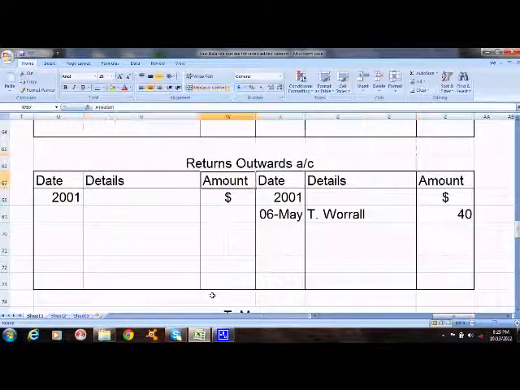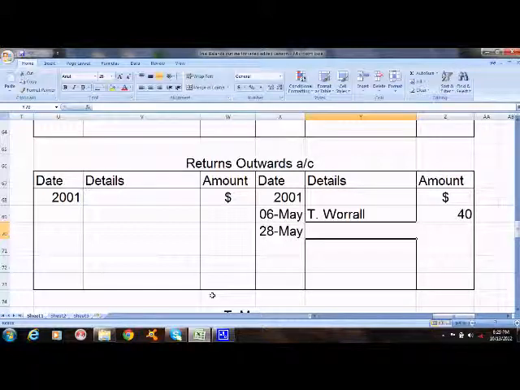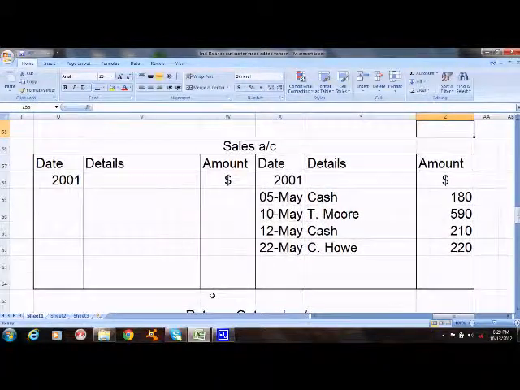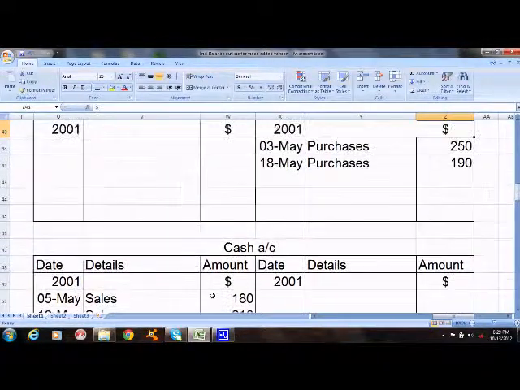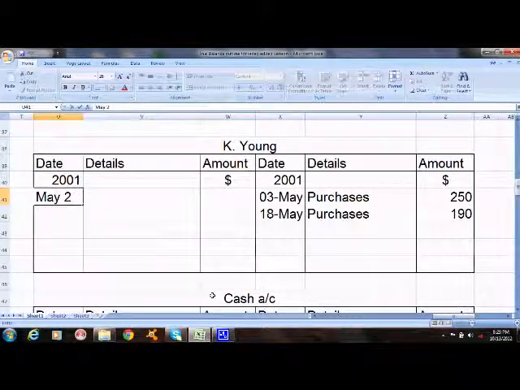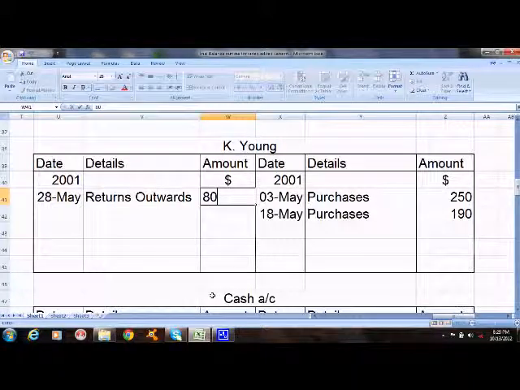So we credit returns outwards, May 28, K Young, and the amount is $80. Now we're going to debit K Young's account as well. Debit K Young's account, May 28, returns outwards. The amount is $80.